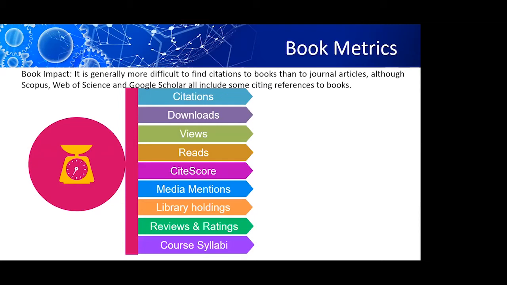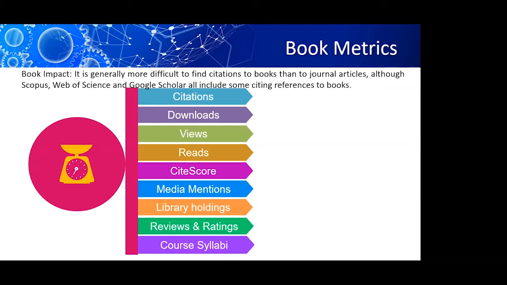These are used to evaluate the performance, to see the impact of the book on researchers. It is generally more difficult to find the citation to books than to journal articles, because journal articles are for individual authors, so we can find them in any database immediately. But for the books, it may not be immediately mentioned by other researchers or other authors. They may not have mentioned, and covering and accumulating the citations for the books is very difficult.